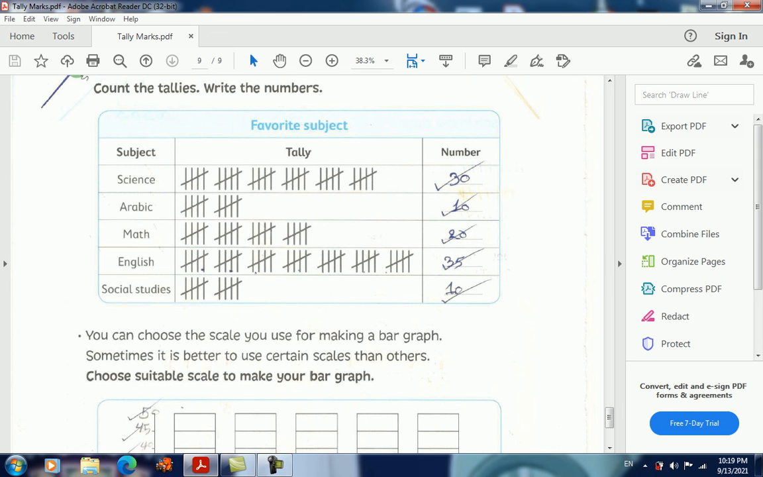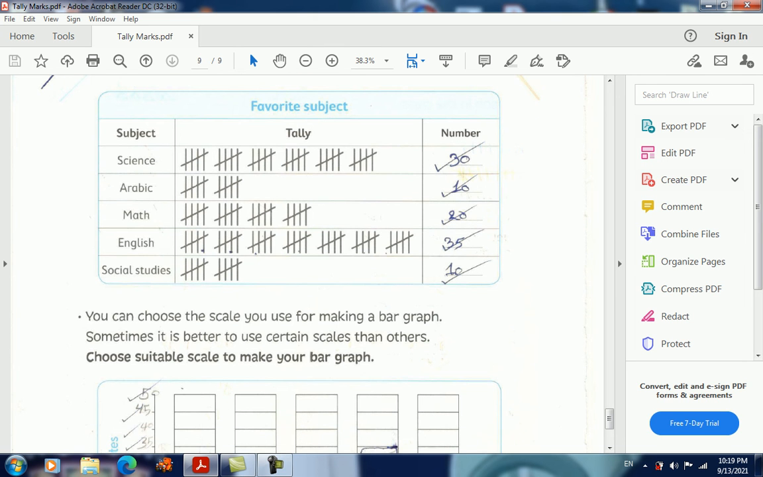And the best thing about this table, it's about the subjects of the school, and they are all in stacks. So the subjects we're talking about: science, Arabic, math, English, social studies. And for the science, how many stacks do we have? We have 1, 2, 3, 4, 5, 6. 6 stacks of 5. So 5, 10, 15, 20, 25, 30. So the total number for the science is 30.